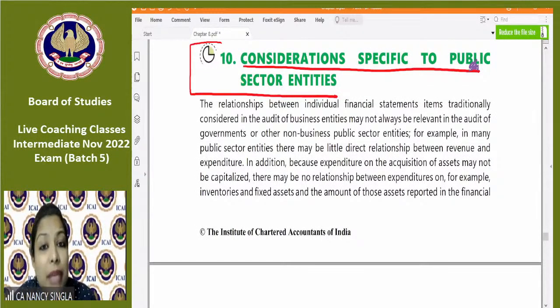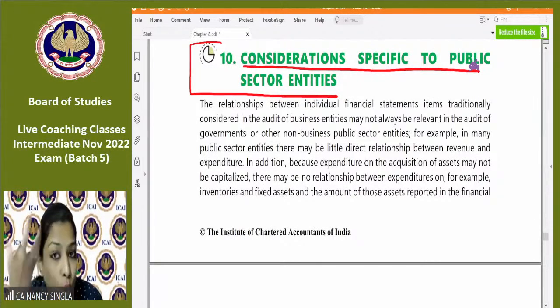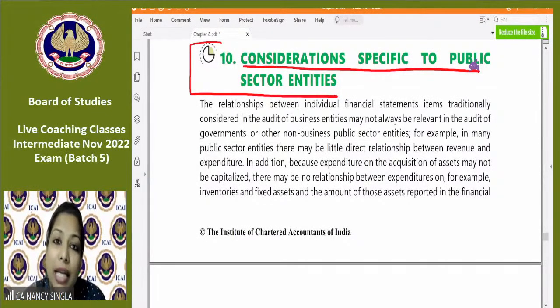Why? Because in the public sector, the motive is not to earn profit, but what is it? Public welfare also. So there is a decrease in revenue, but the expenditure is increasing. Indian Railways provides tickets at a subsidized rate, 75% pay, but revenue is not increasing much, while there is an increase in expenditure. So there is little direct relationship between revenue and expenditure.